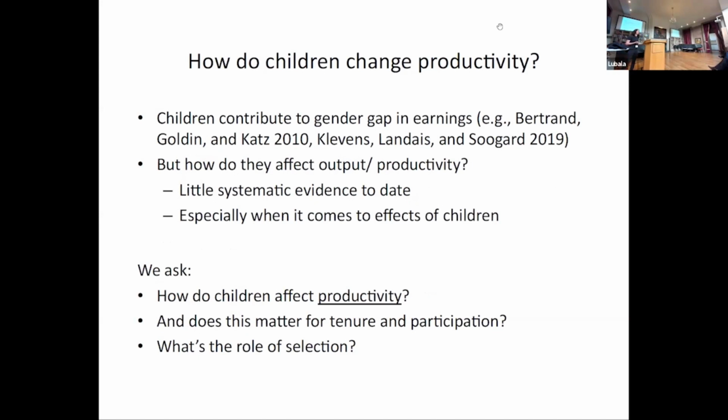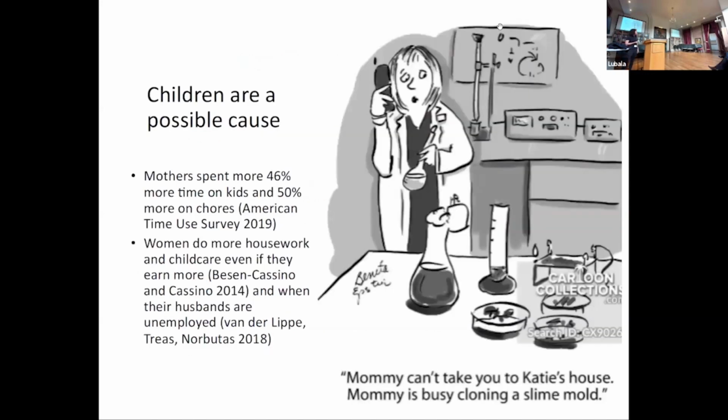That's a really nice thing we can do with academic scientists, because we can measure productivity through publications. And then, consistent with the purpose of this initiative, we're going to look at how differences in productivity that I will show you are related to having a kid, and how those then affect tenure and participation at this higher level. And then we're looking at selection. I'll show you that the mothers who survive in science are extremely positively selected. Specifically, we're going to look at children as a cause of persistent underrepresentation.